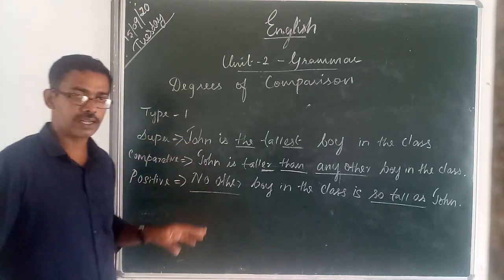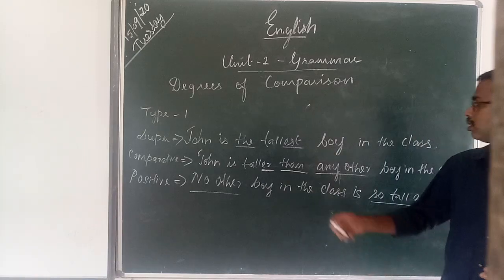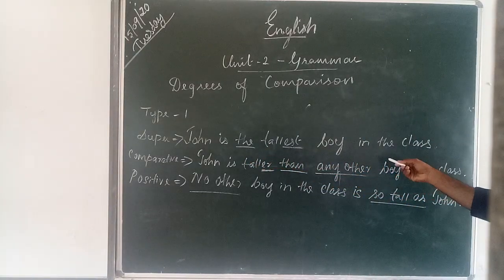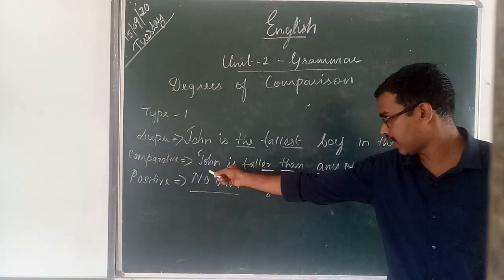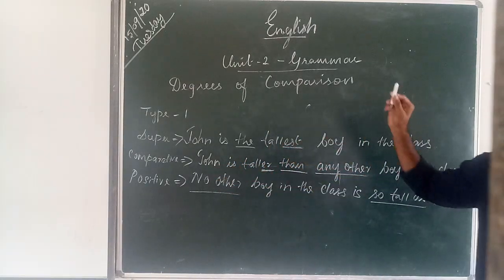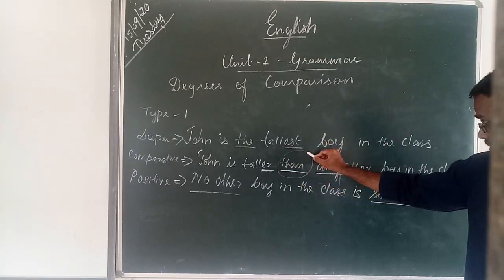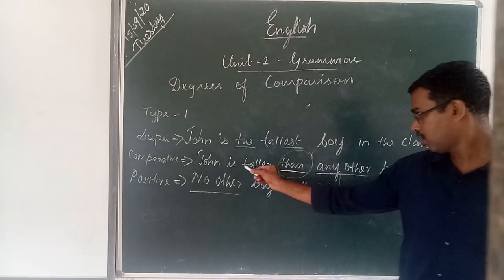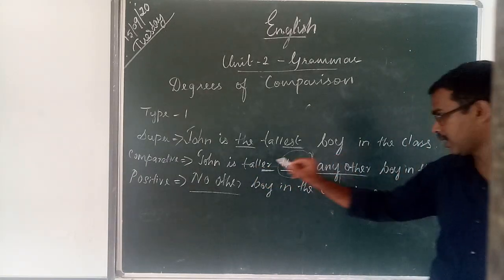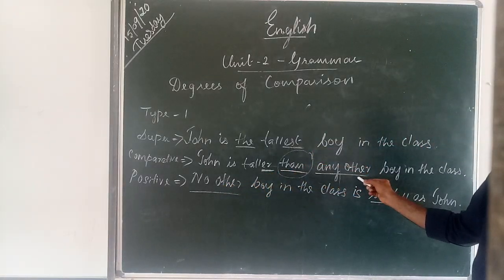Here we can write it in three forms. The first one is: John is the tallest boy in the class. Next, when you are writing the comparative, I already instructed you, "than" is a must. John is taller than any other boy in the class. Then when you are writing the positive degree, when you get the answer here, "any other" means no one will be there.